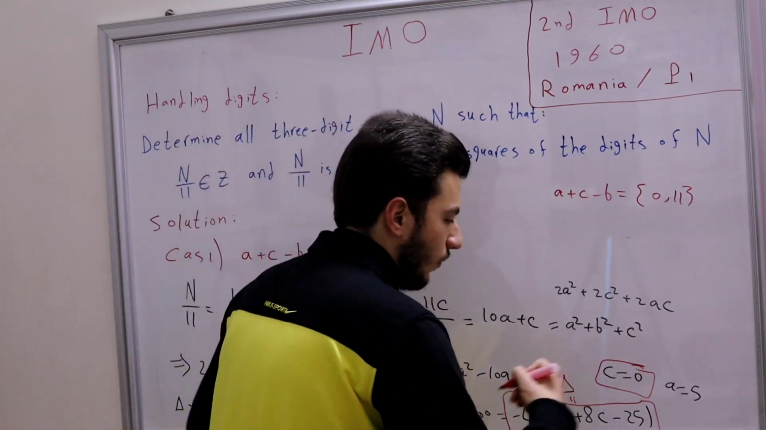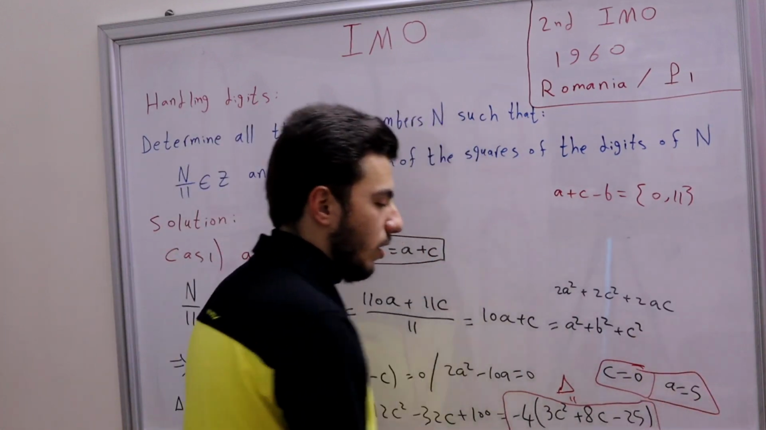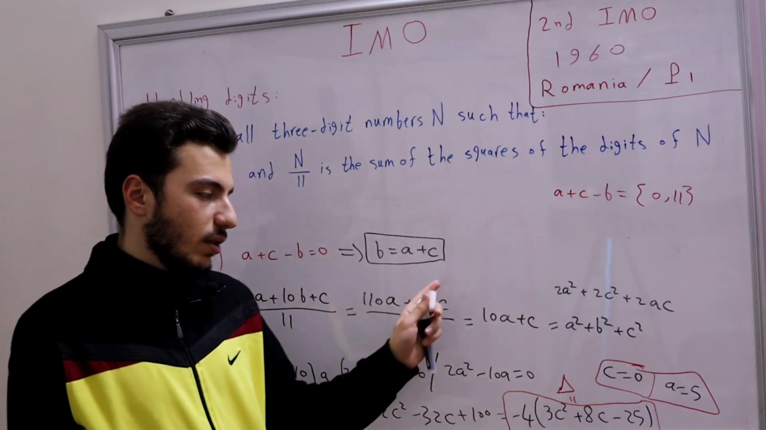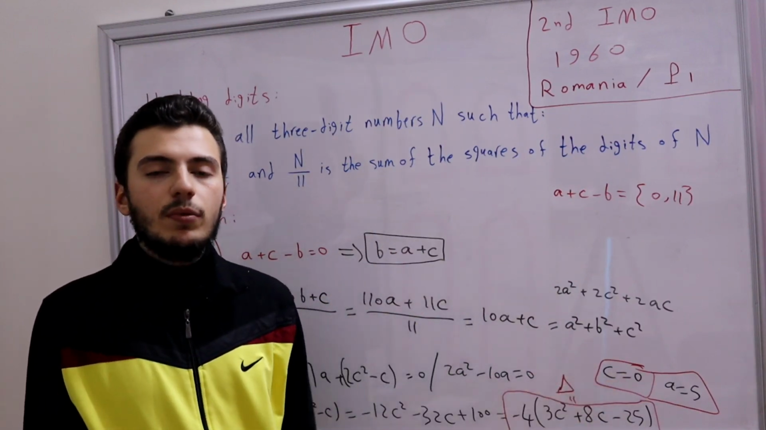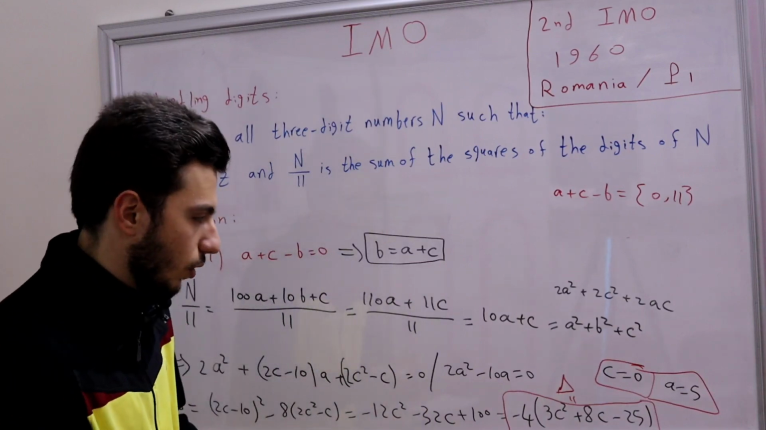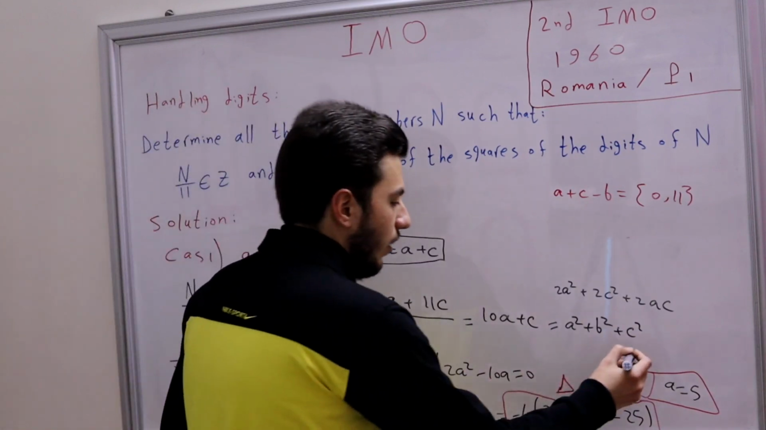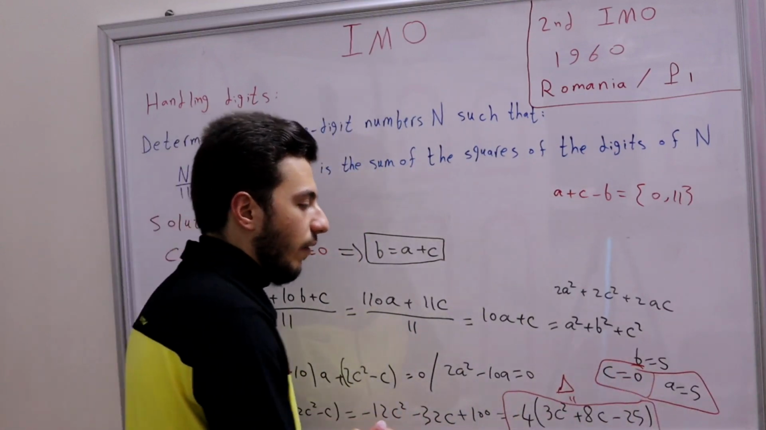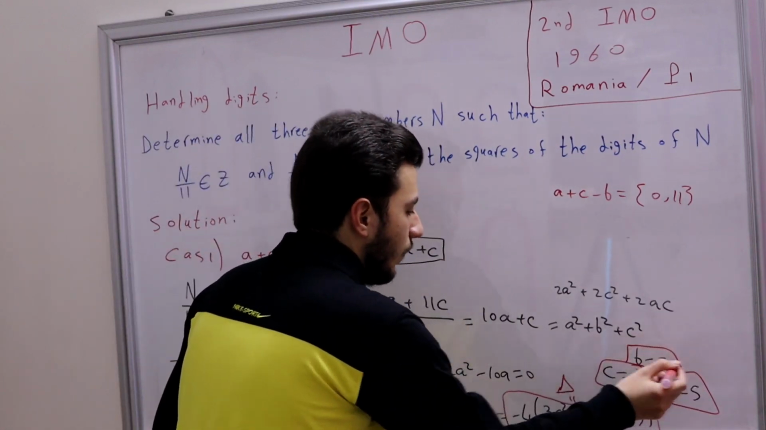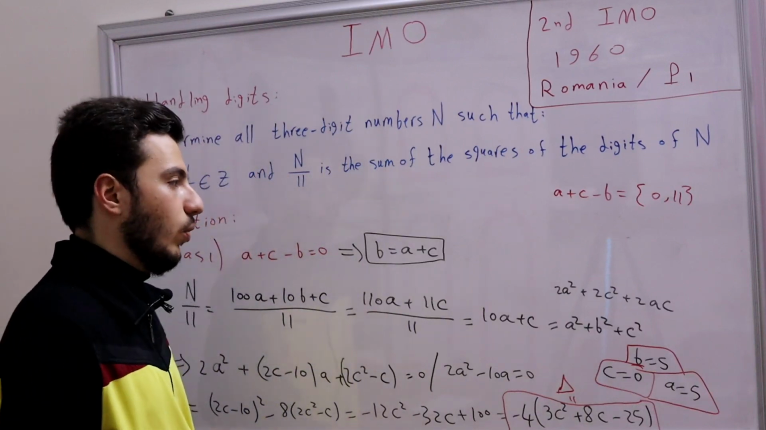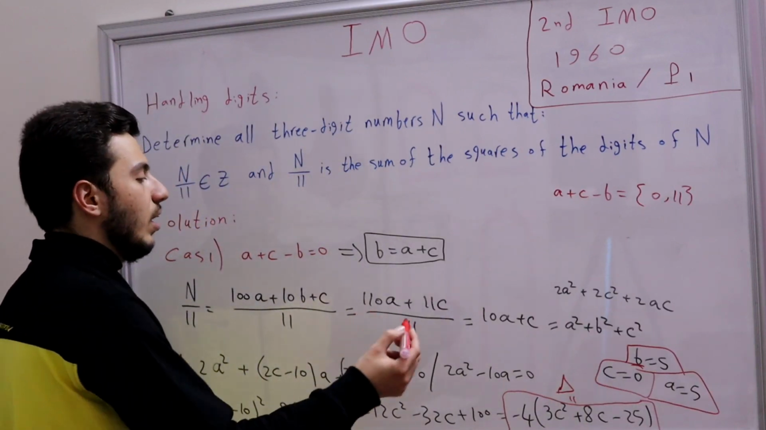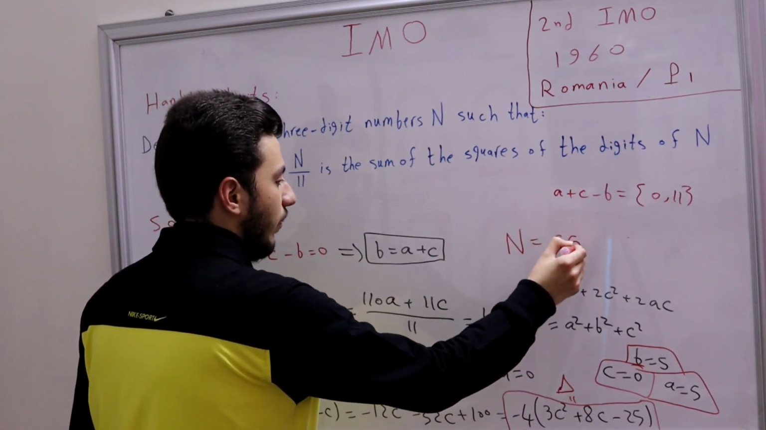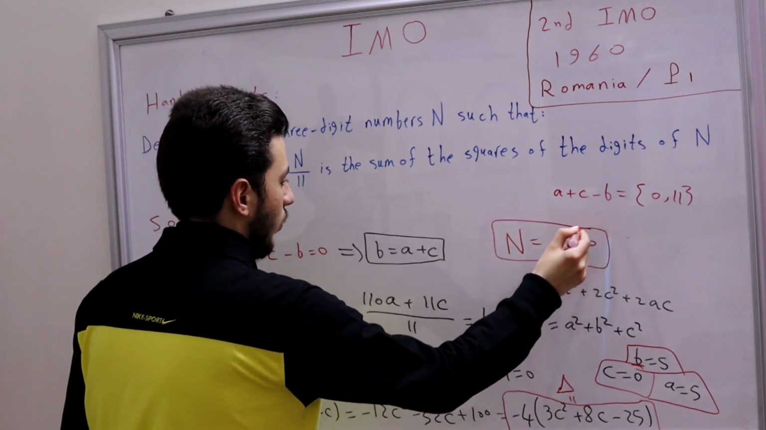Okay. So now we know what is a and what is c. What about b? Well, remember, b is simply a plus c, meaning that b is simply 5 plus 0. So b is 5, and that means that we have trashed our first case. So what is the number n? We can simply say that the number n in this case is 550, which is actually our first solution.